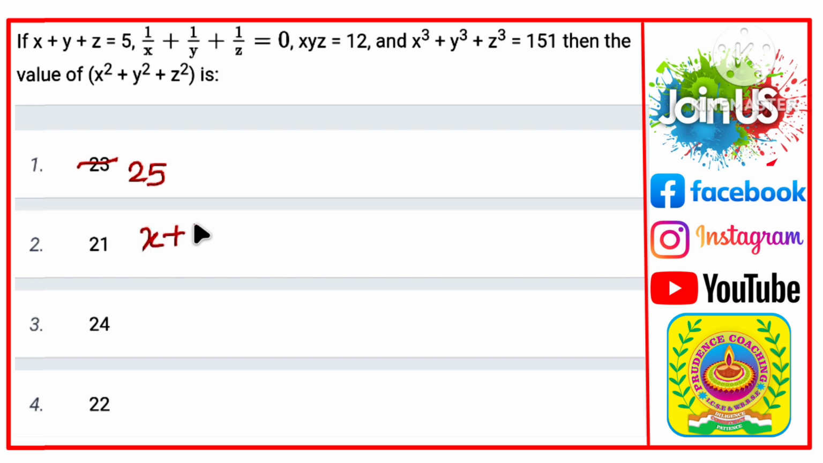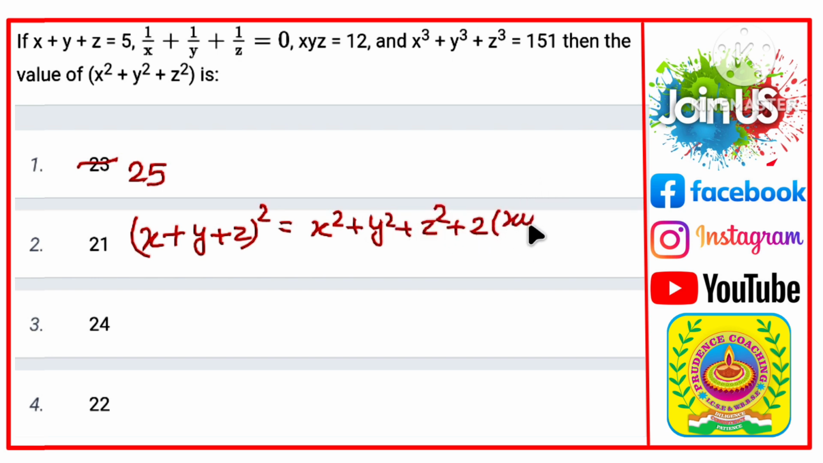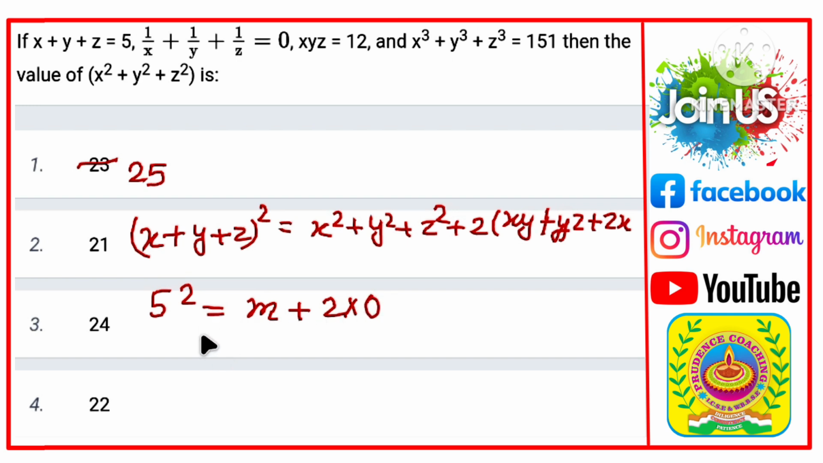That is, if we just apply the formula, x plus y plus z the whole square, we all know this is equal to x square plus y square plus z square plus 2 multiplied by xy plus yz plus zx. Here, if we apply this formula, this thing is given to be 5. So 5 square equal to this one you need to find out, so let it be m, plus 2 multiplied by this part, which is 0 because we have already concluded that this is 0. So we are getting m equals 5 square, that is 25.